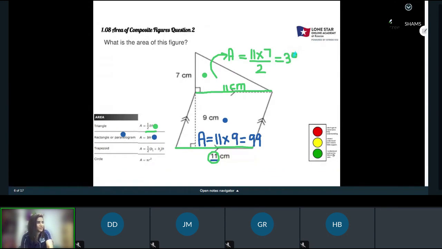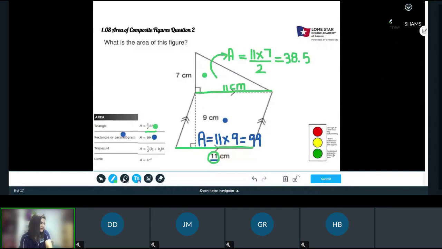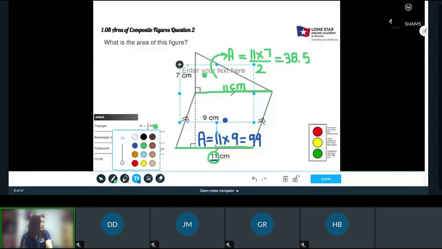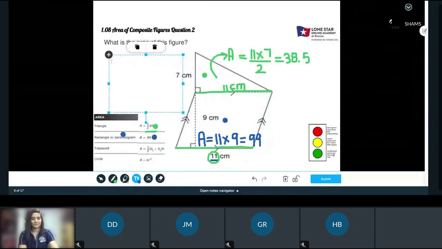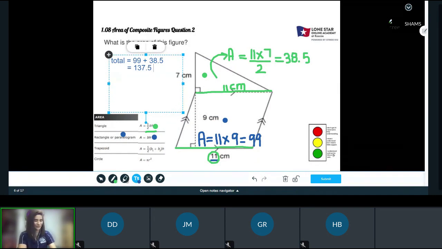If there's any part that you do not understand, feel free to ask me questions. Then we can find total by adding the two areas together. The area of the parallelogram is 99. Very good, Jennifer. And then area of the triangle is 38.5. And therefore the total will be 137.5. Absolutely, Lily. I'll remember to square it centimeters and put the squared symbol.